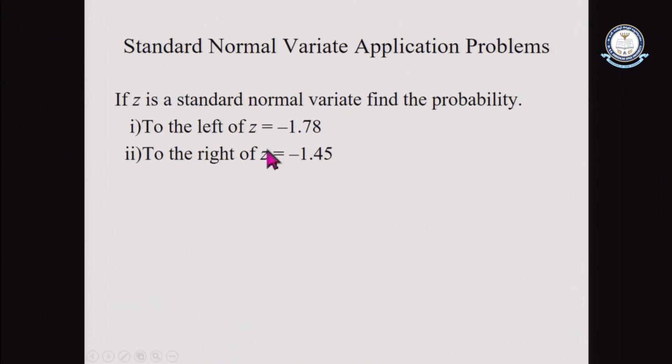If Z is a standard normal variate, find the probability. What is the first one? To the left of Z equal to minus 1.78. Students may be confused with this minus symbol and negative values many times. So I clearly explain using a diagrammatic representation in that case also.